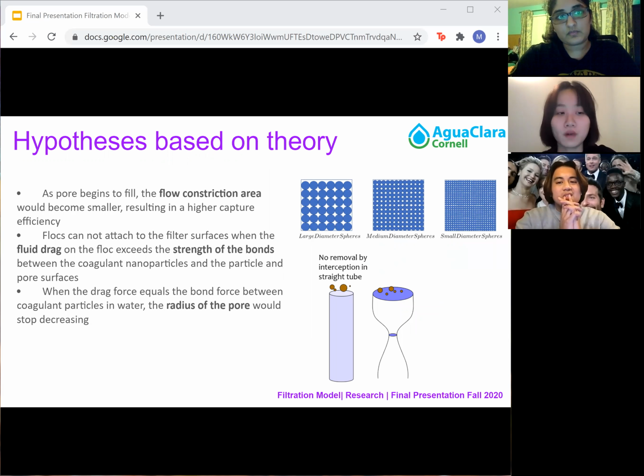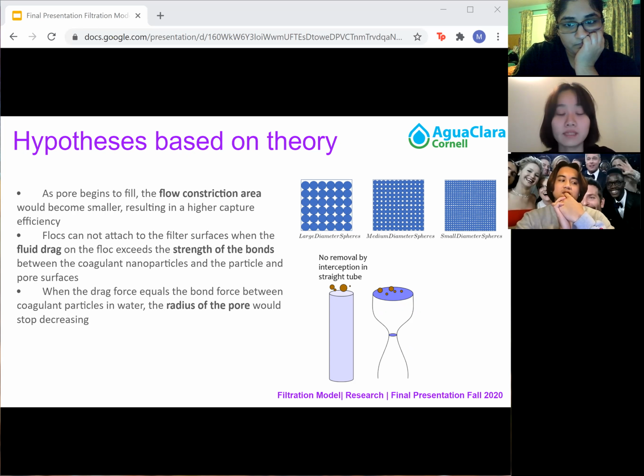In order to build a model, we will need some hypotheses based on the filtration theory. First, as a pore begins to fill, the flow constriction area will become smaller, resulting in a higher capture efficiency. However, if the pores are clogged, the sand filter will be ineffective as soon as one layer of pores is filled. Therefore, some other possibilities might address the problem.